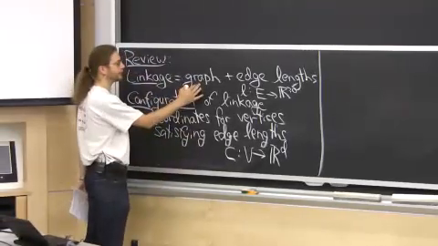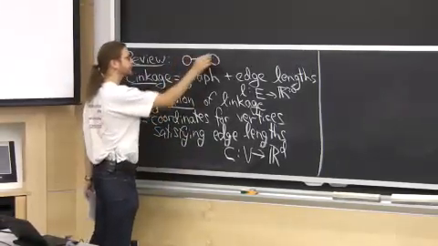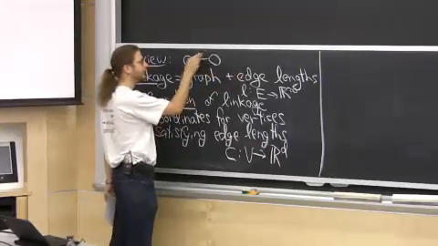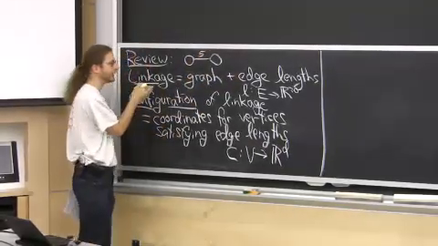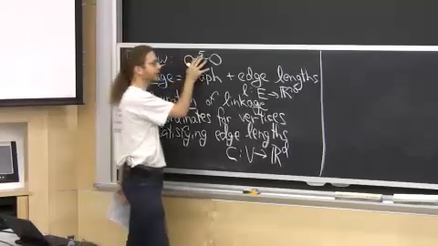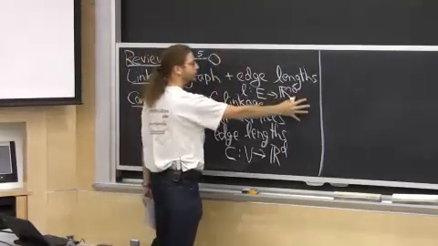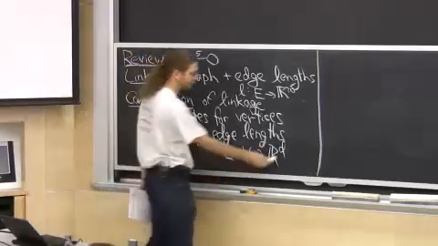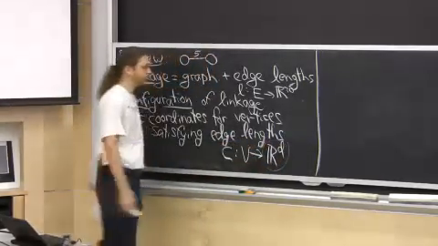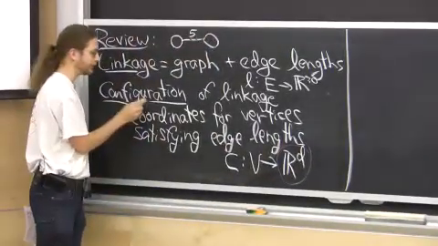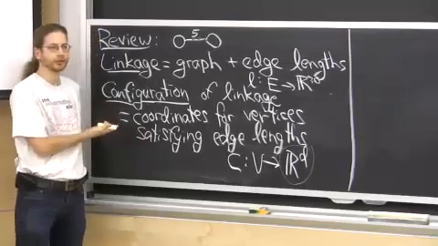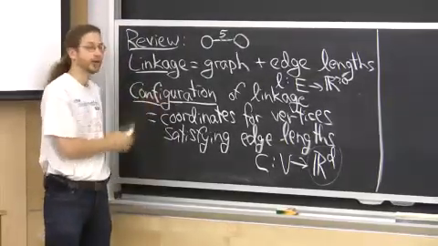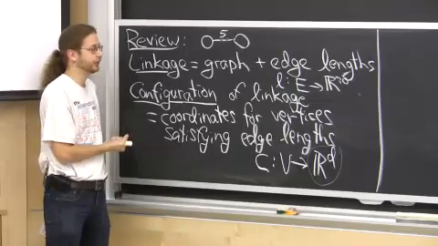We had the idea of a graph, which is just vertices and edges. Then if we added edge lengths, if we put a number on each of the edges, we got what we call the linkage. And then if we actually embed that picture into the plane or into 3D or whatever space we're working in, into d-dimensional space, then we call that a configuration of the linkage. And in general, there might be many configurations of one linkage. If it's going to fold or move around, there's infinitely many configurations of a linkage.